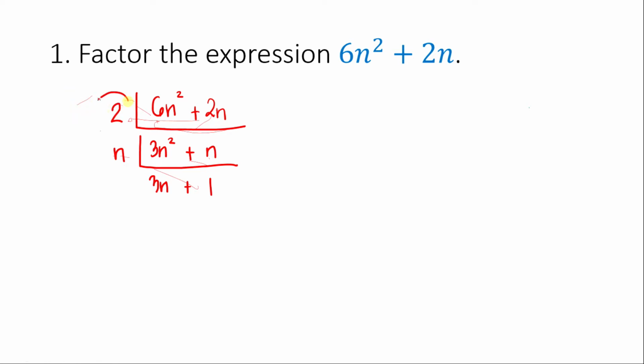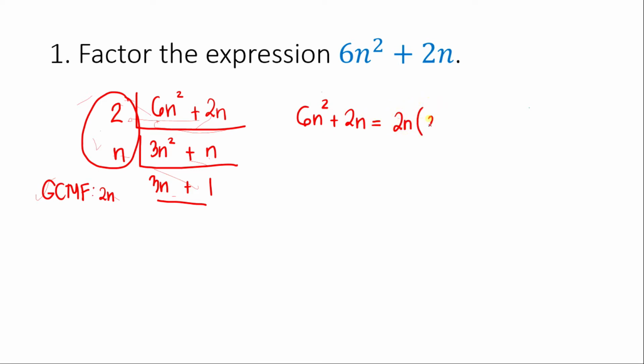Yung number na nandito sa gilid, 2 and n, or 2n, is what we call the greatest common monomial factor, or greatest common factor. And then, ito yung natira nating polynomial after nating i-divide lahat ng terms sa ating greatest common monomial factor. So, what does it mean? Na yung 6n squared plus 2n is 2n times (3n plus 1). Ito yung tinatawag na kanyang factored form.